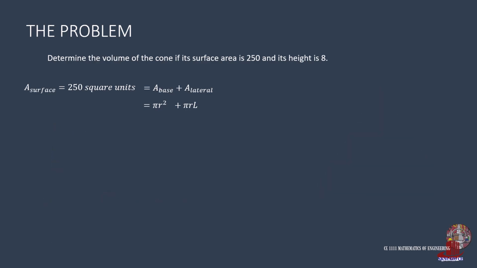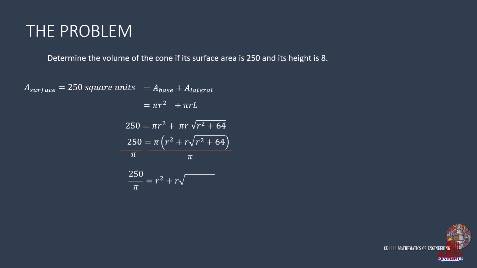Having L as a function of r, substitute this into the main equation. 250 is equal to pi r squared plus pi r times the root of r squared plus 64. Factor out pi and have 250 equated to pi times the quantity r squared plus r times the root of r squared plus 64. Divide both sides by pi, making the function 250 over pi equal to r squared plus r times the root of r squared plus 64.